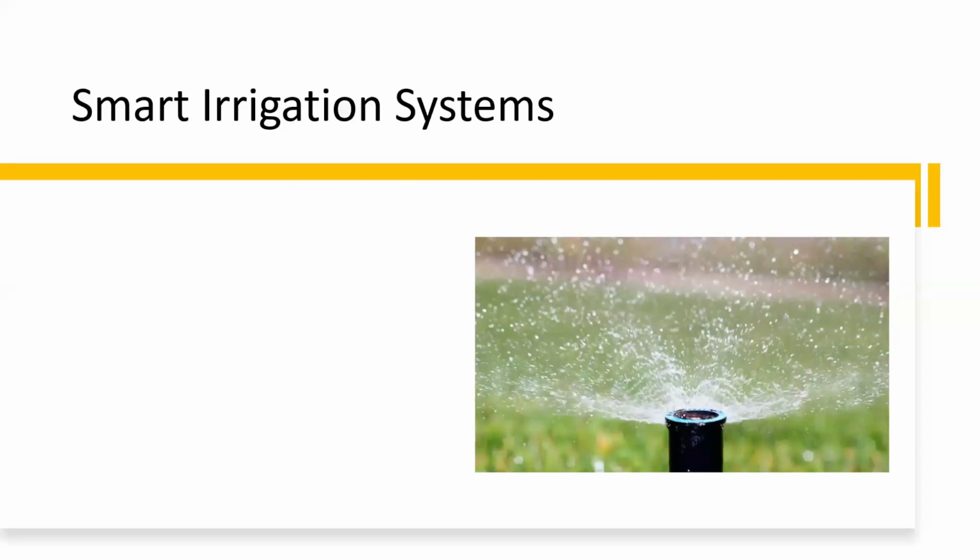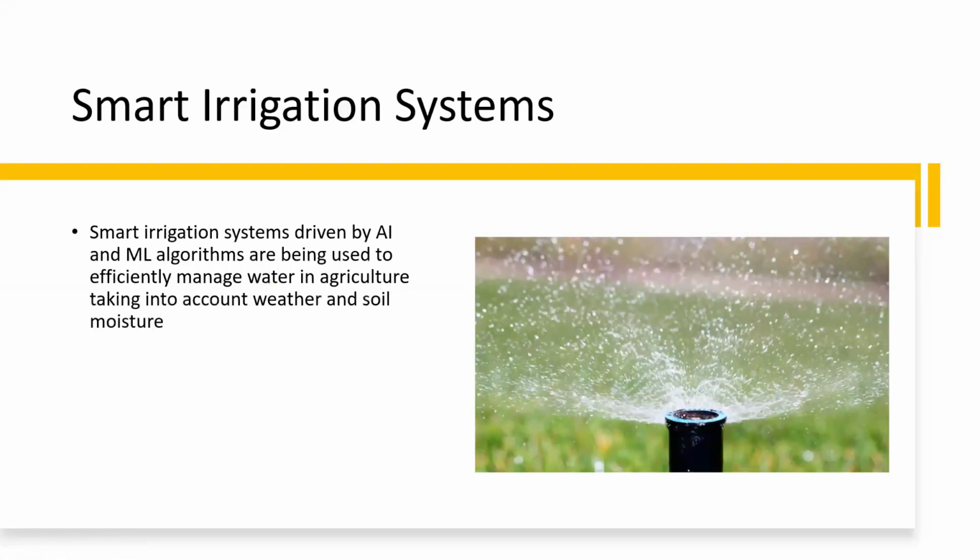So moving further, we have the smart irrigation system. Smart irrigation is driven by AI and machine learning algorithms that are used to efficiently manage water in agriculture, taking into account the weather and soil moisture. You don't want to do irrigation when the soil is already saturated with enough water. So we have a system to detect it. I can set an alarm for when the soil is getting dry, so you don't need to station somebody there. This can be automated. The system will set the alarm, and the system will also trigger.